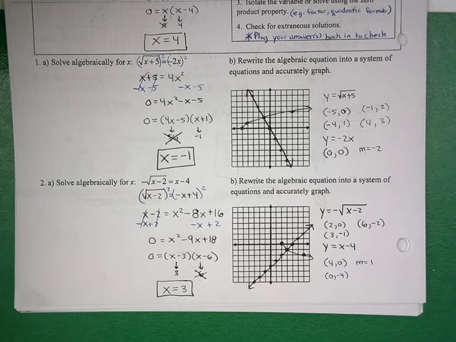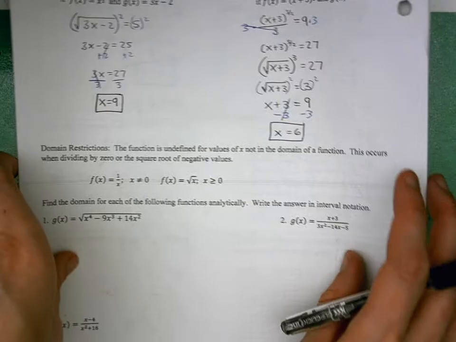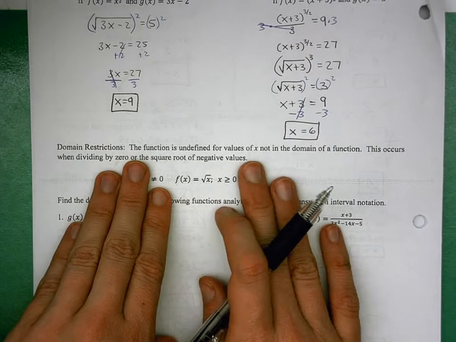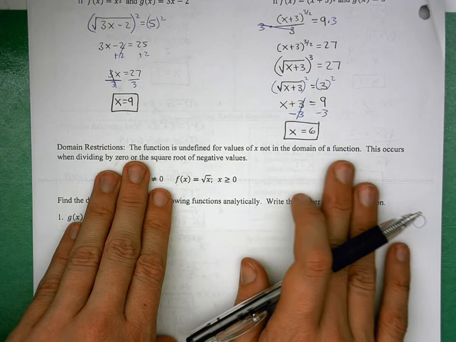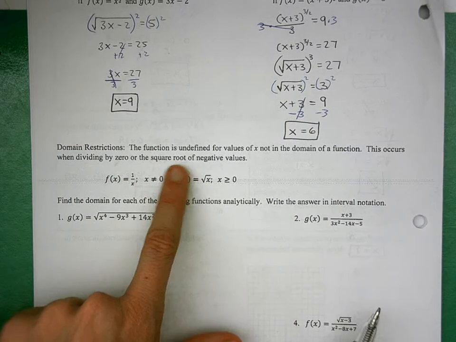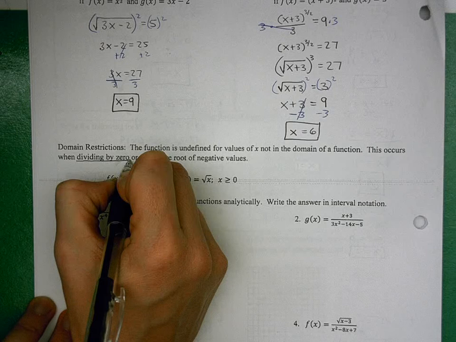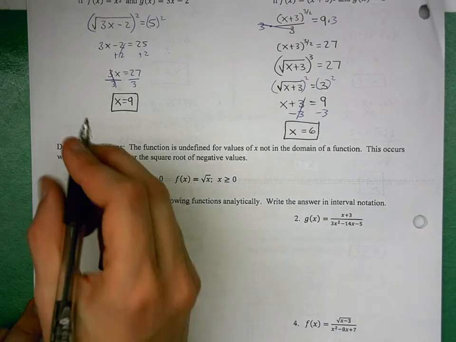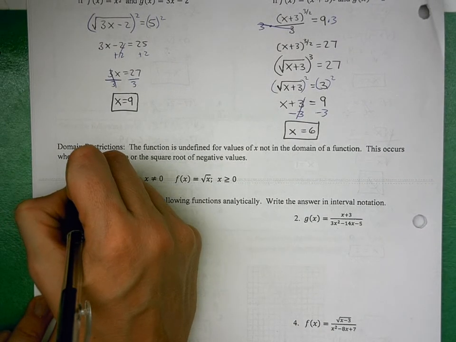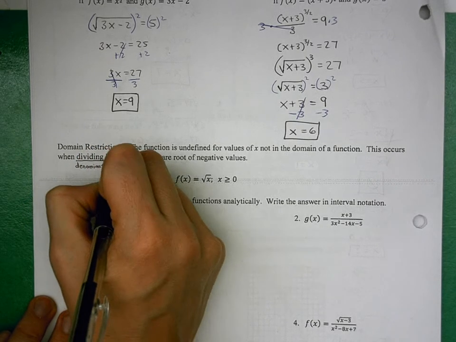Okay, the last bit of objective 4 was looking at domain restrictions. A function is undefined for values of x not in the domain of the function. This occurs when you are dividing by 0 or taking the square root of negative values. So for dividing by 0, we are going to look at where the denominator equals 0, because anything that makes the denominator equal 0 will be outside of our domain.